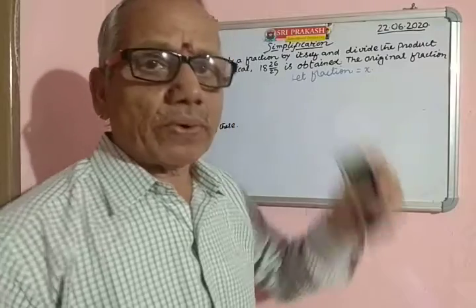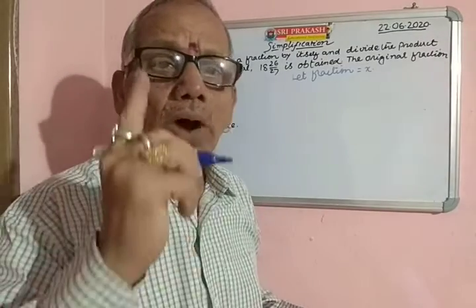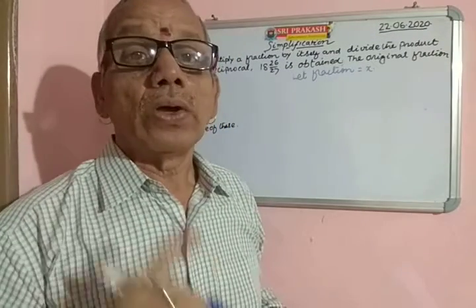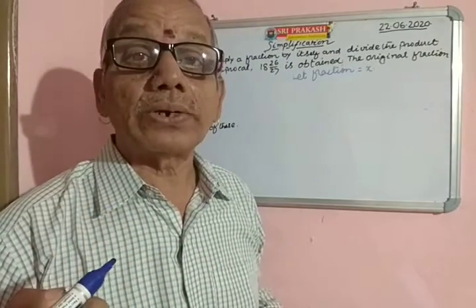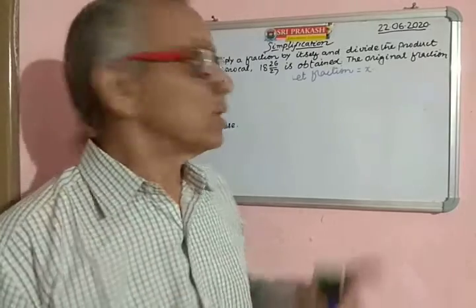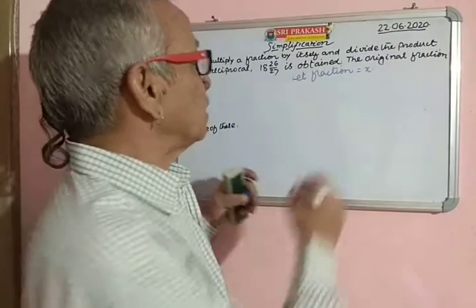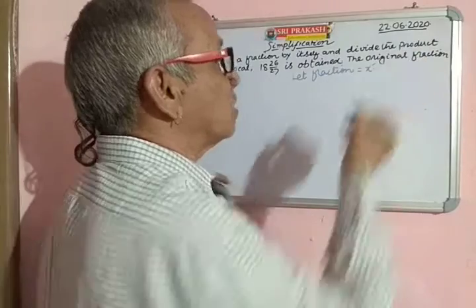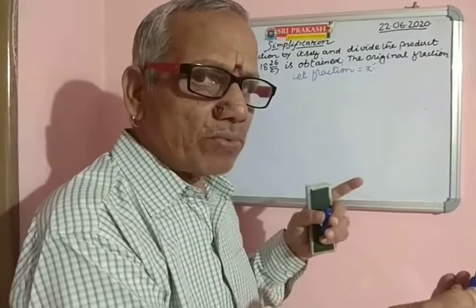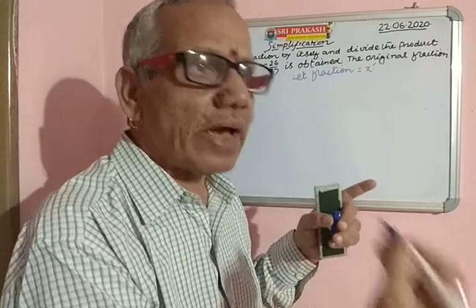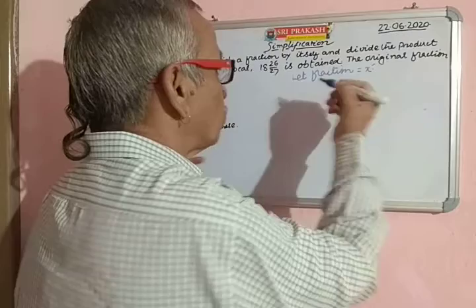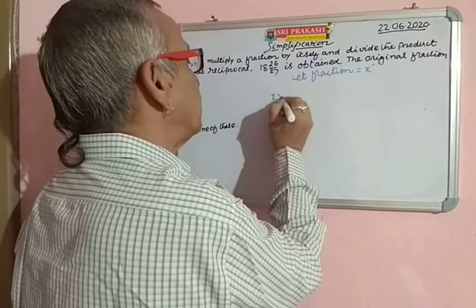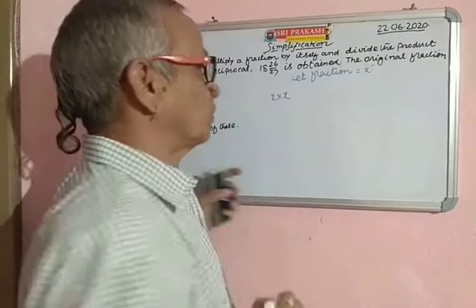So, in this type of question, what we need to do? Whatever information is given, we have to transfer that information into an equation. So what information is given? If this fraction is multiplied by itself, it means x into x. So what product you get? x into x you get.